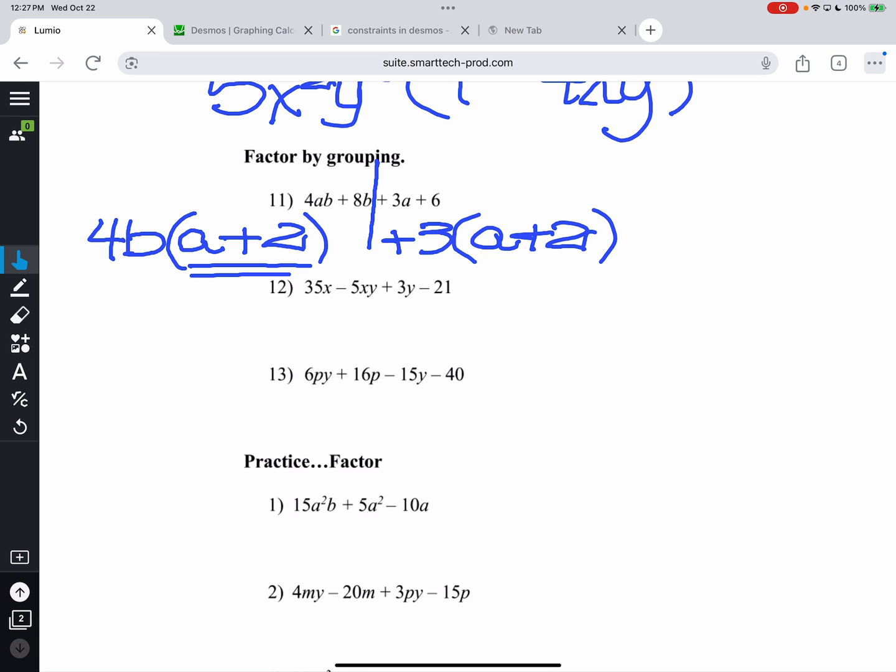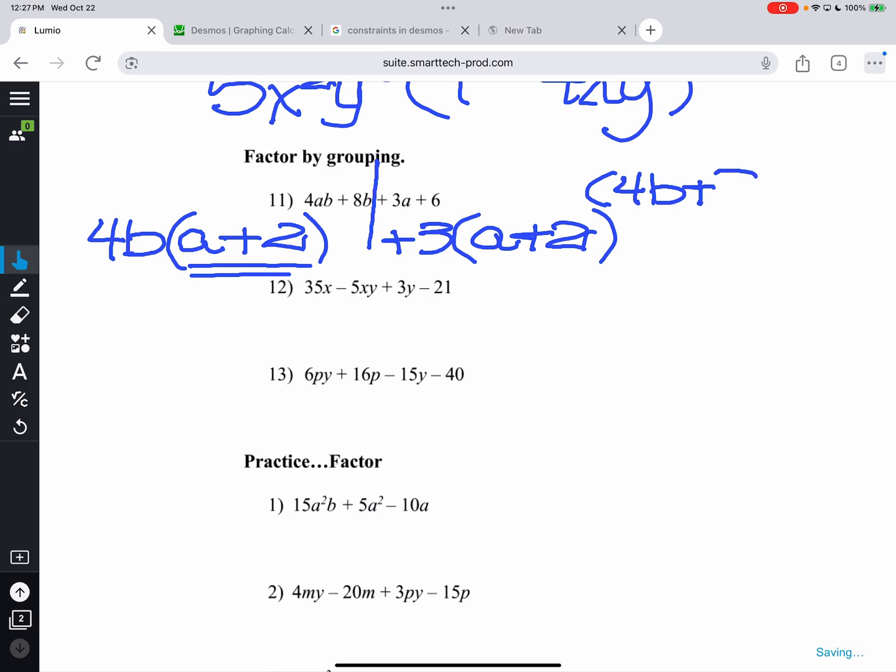Now we're done with the work. We just need to finish it by putting it together. You take the greatest common factors, which in this case are 4b and a positive 3, and you create a binomial of those inside a parenthesis. So you would have 4b plus 3.